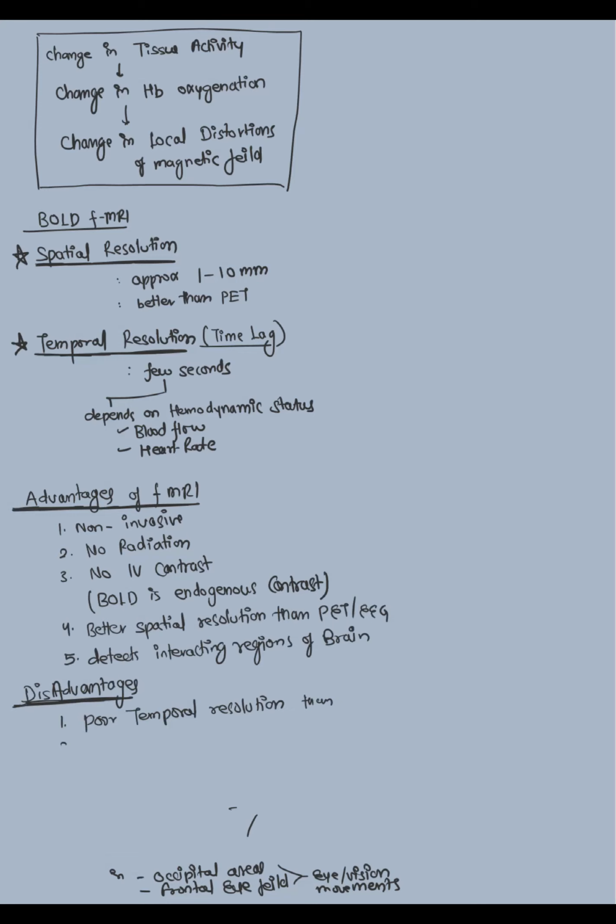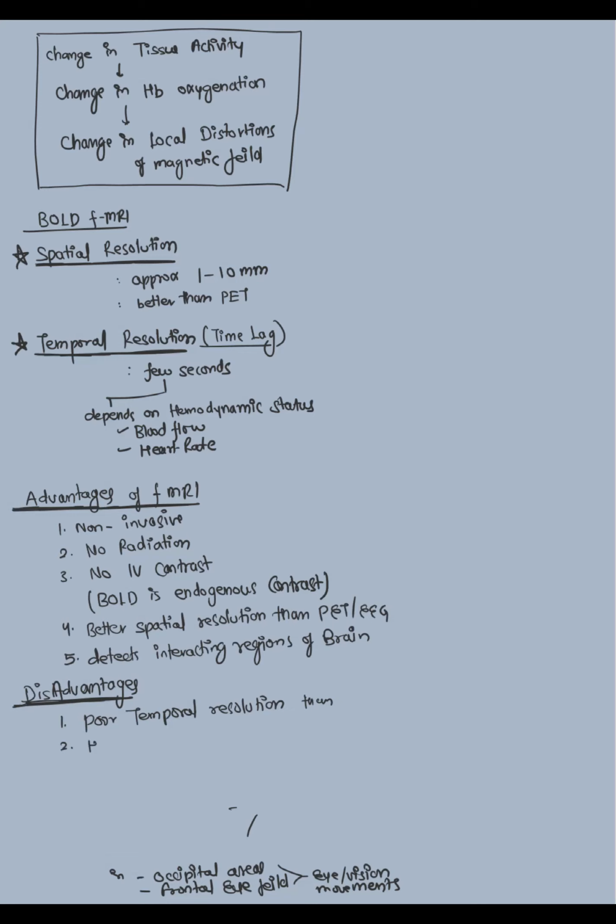The disadvantages of BOLD functional MRI: there is a poor temporal resolution compared to the EEG, and there is a hemodynamic status dependent nature of this test, and the cerebral blood flow per se is an indirect measure of activity. It cannot measure directly the activity of the brain, which can be measured by the EEG and other scans. Loud noise from the scanner can produce acoustic trauma and can produce hearing loss in a person.